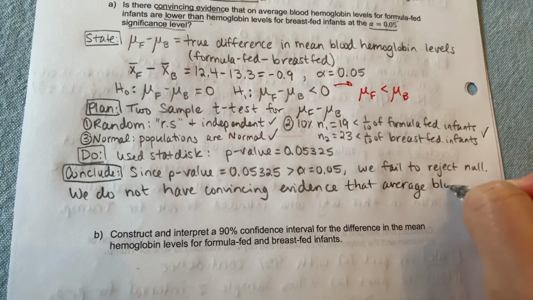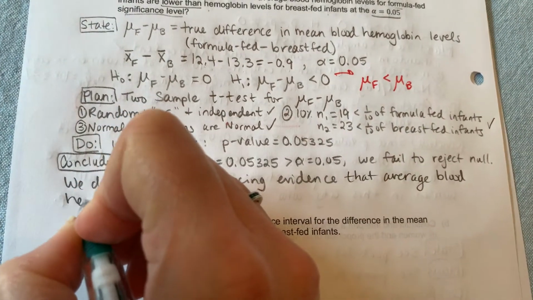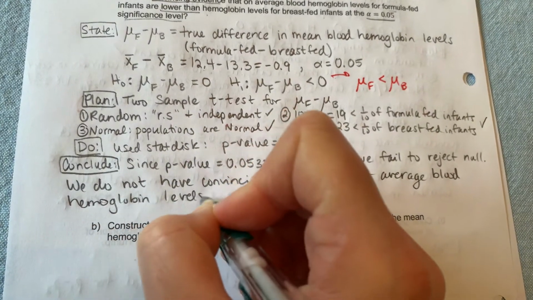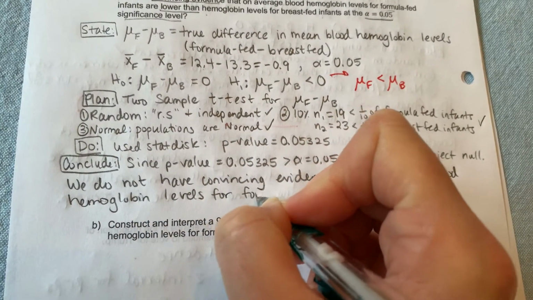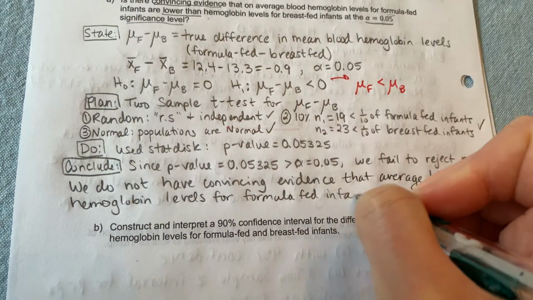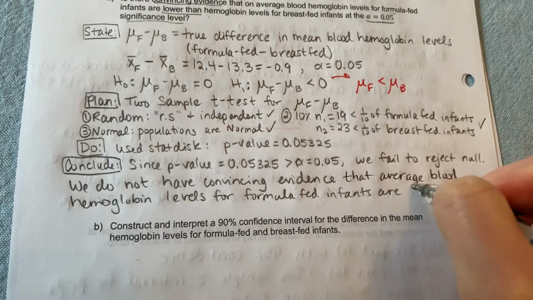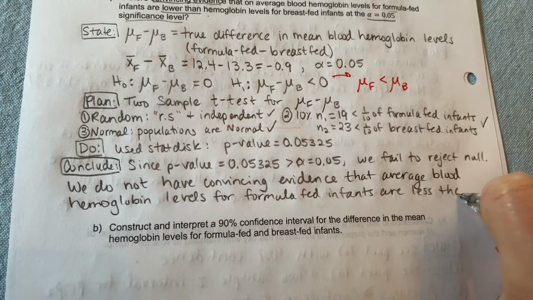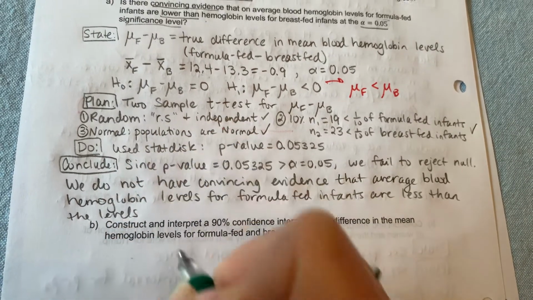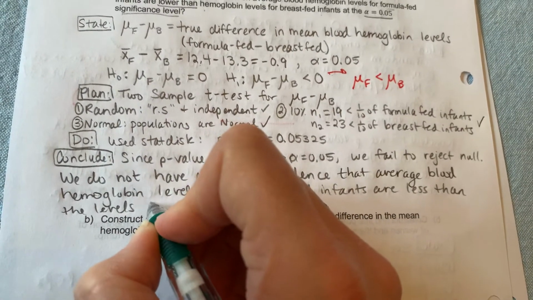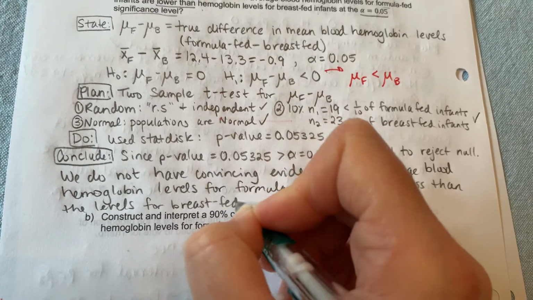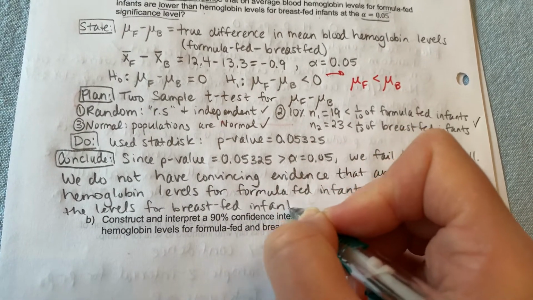average blood hemoglobin levels for formula-fed infants are less than, I'm just going to say the levels instead of repeating that all out again. I think it makes sense. Are less than the levels for breastfed infants. We do not have evidence of that.